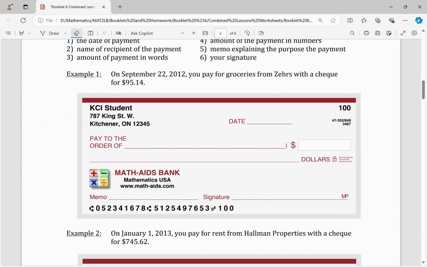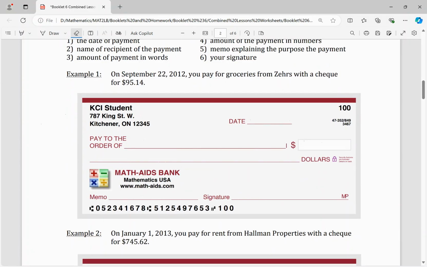So here's an example of a check on the screen. You need to know what to write in where and everything that's happening on this slip of paper. Now, a check is a piece of paper, or rather, many pieces of papers for many checks that your bank will give you, and this is associated with your account.